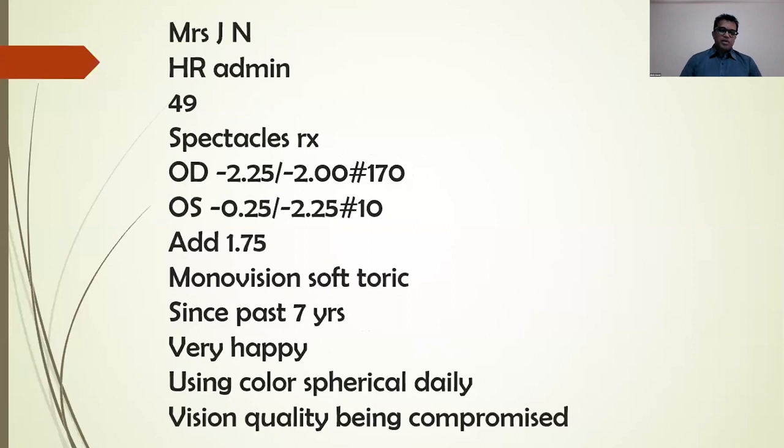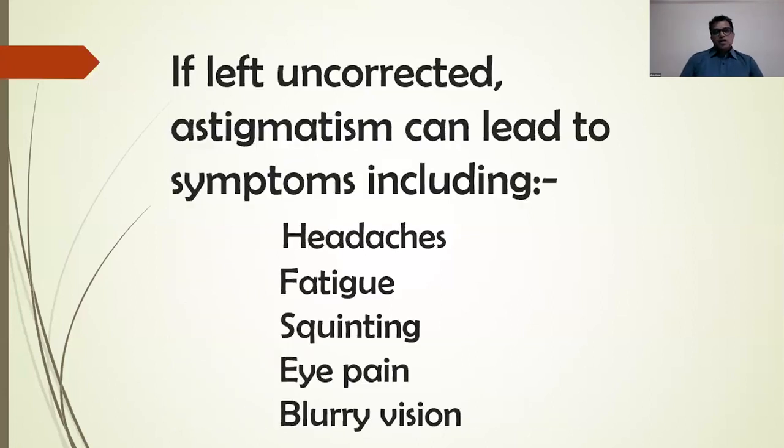Imagine all the cylinder was being put into a spherical equivalent and the patient would not enjoy that good quality vision. But somehow with the cylindrical component being taken care of, the person is having good quality vision for distance and near both. This patient also occasionally uses colored lenses, the spherical, but the patient says the quality of vision that I enjoy with toric lens is definitely much better.